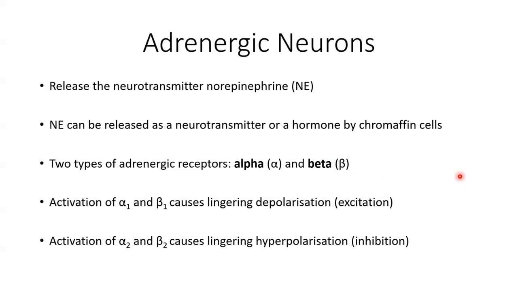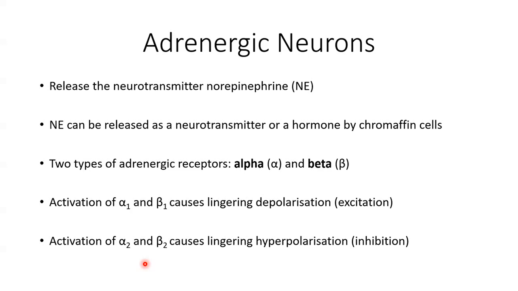So although there are exceptions, generally the activation of our alpha 1 and our beta 1 receptors will produce excitation. And the activation of our alpha 2 and our beta 2 receptors will cause inhibition. So these will pass on an action potential and these will stop it. Our beta 3 receptors are only found on our brown adipose tissue, or our brown fat, and their activation causes thermogenesis or heat production, so important in babies.